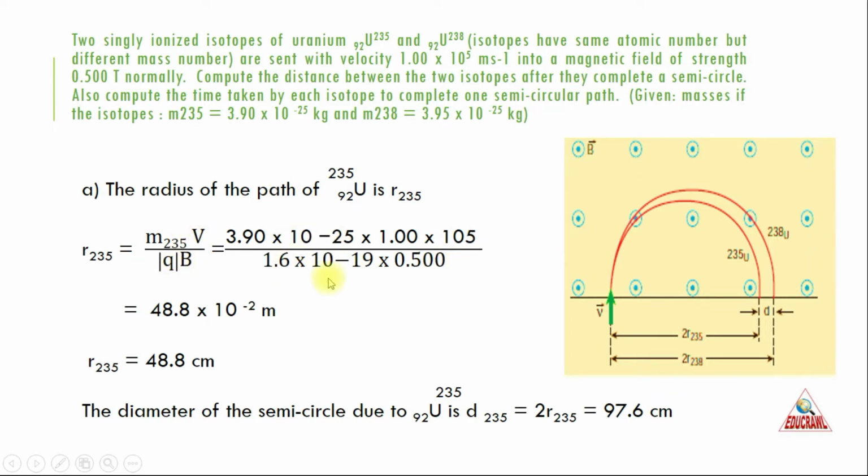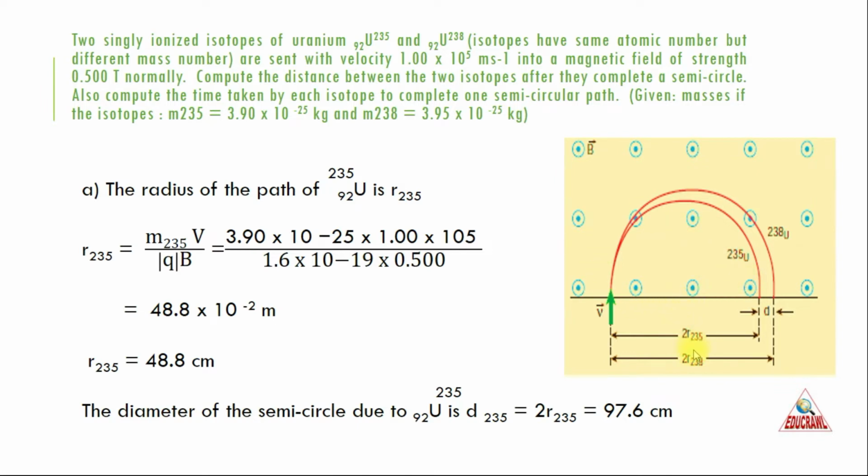Substituting all these values, we get the expression as 48.8 into 10 power minus 2 meter, which is written as R235 is equal to 48.8 centimeter. This is the radius. So the diameter will be 2 into radius. So the diameter of uranium-235 is 97.6 centimeter. If you see the diagram, the diameter is actually the distance travelled by the uranium-235 when it is undergoing a semicircular path.